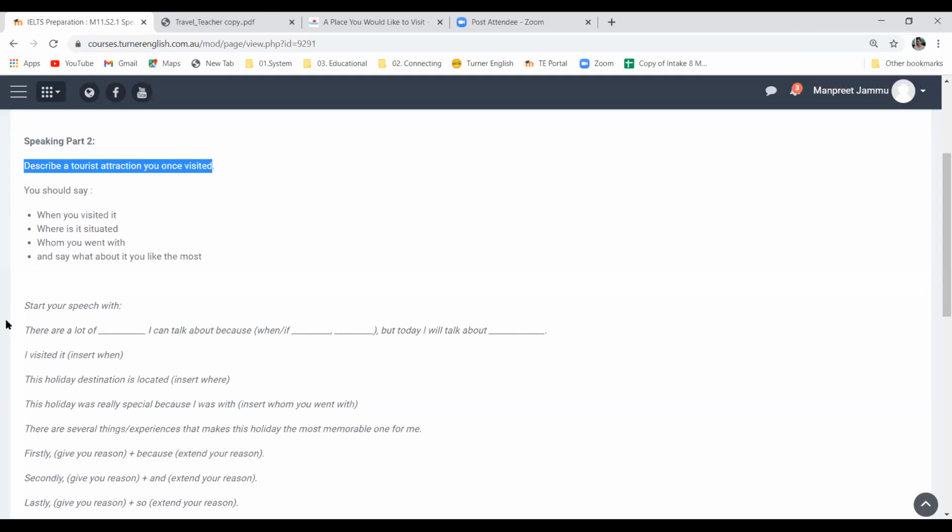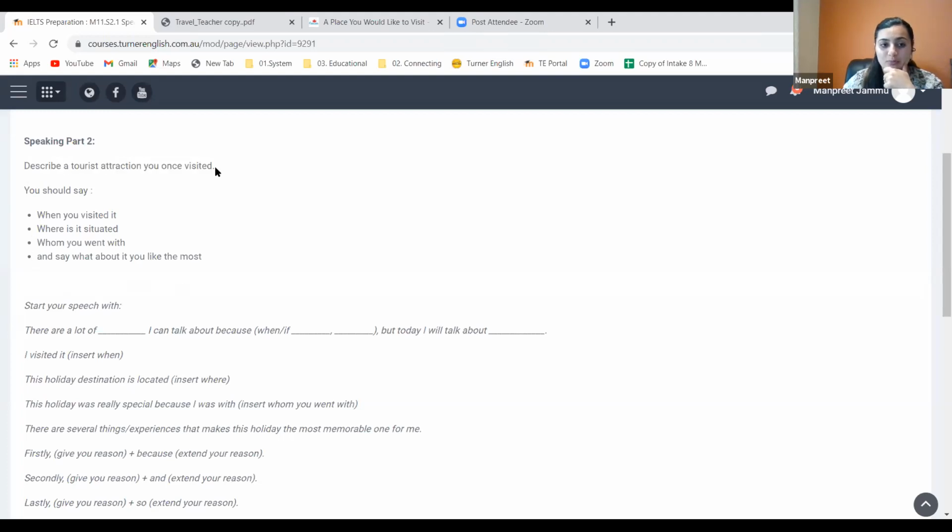Past tense. Past tense, because it says you once visited. So that means it happened in the past. So yeah, just remember to use past tense. So correct tense.